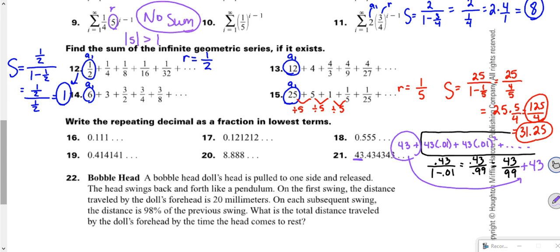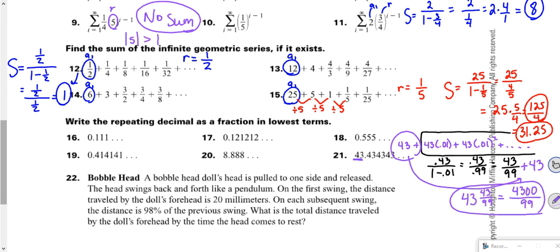Okay, so two different answers here. You could have 43 and 43/99, or you could have the improper fraction, which is actually the way the book has it, 4300 over 99. Either one of those. Okay, 99 times 43 plus 43 is 4300.